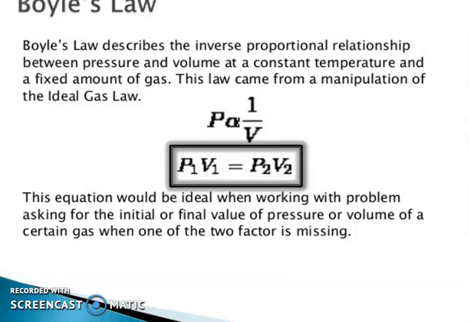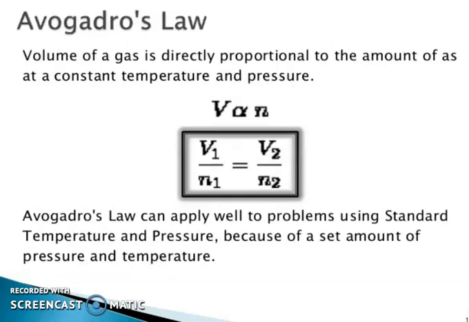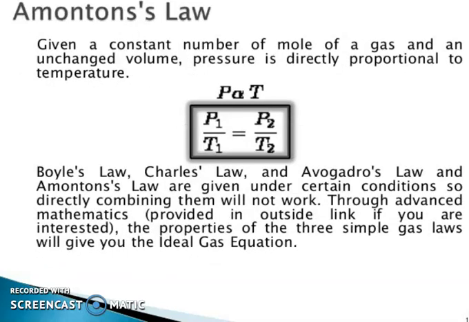Now Boyle's law, you know P is inversely proportional to V, P1V1 equals P2V2. Charles's law, you know V is directly proportional to T. So this equation can be used to solve for the initial and final value of volume or temperature under the given condition that pressure and the number of moles of the gas stay the same. Now you see Avogadro's law, you see Amontons' law.